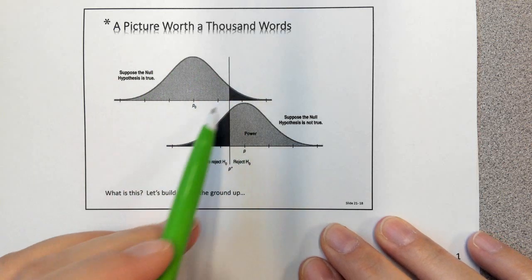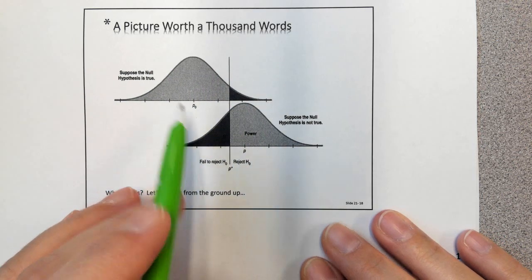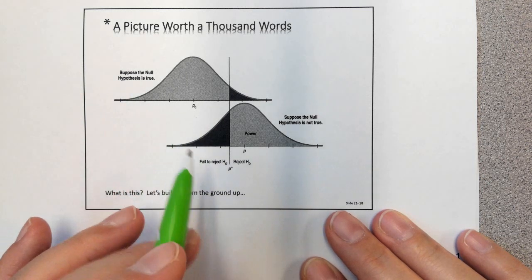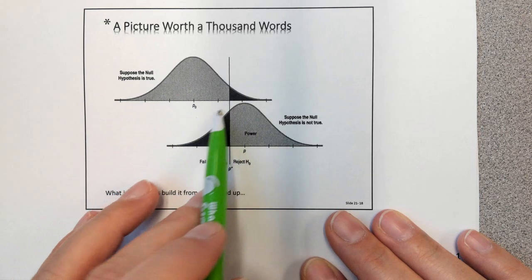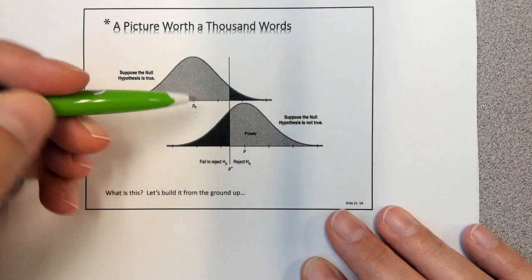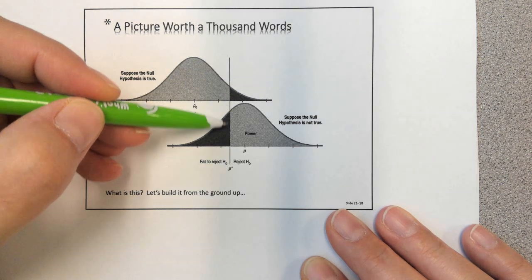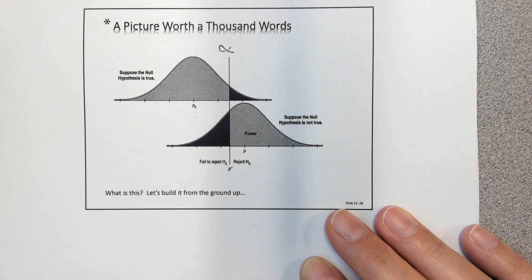So this is a picture of if the P naught is true, which is the proportion that's claimed in the null hypothesis. So if the null is true, this is the graph. There's the true P we're claiming. This line right here, that's your alpha level, okay?